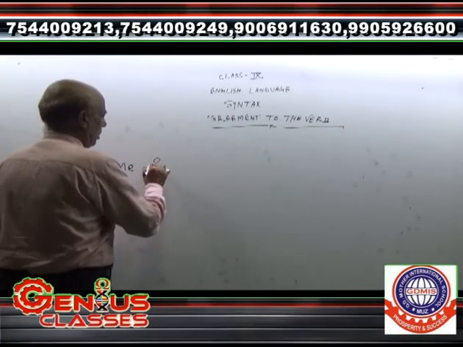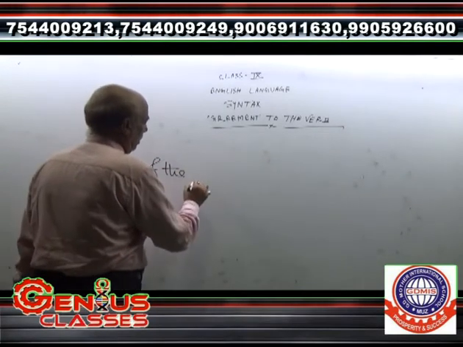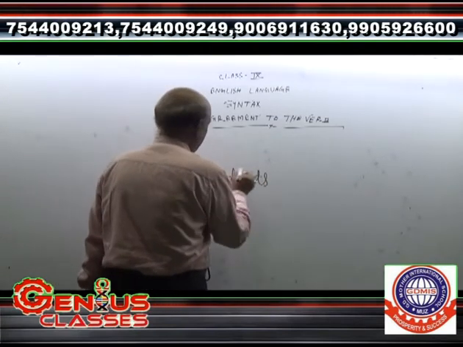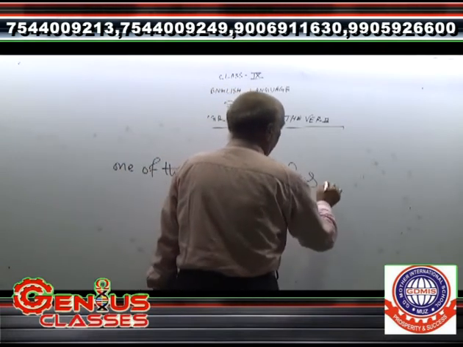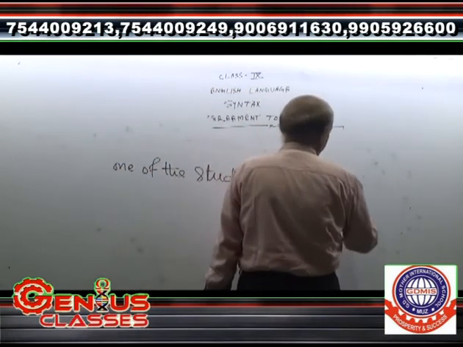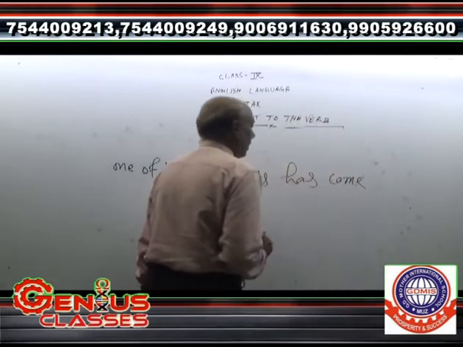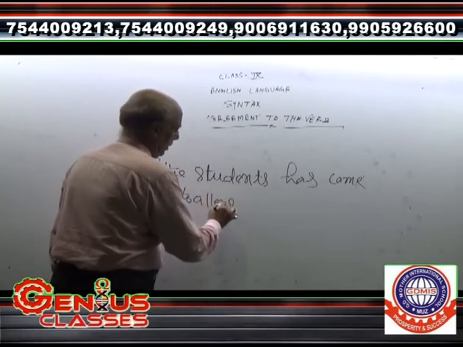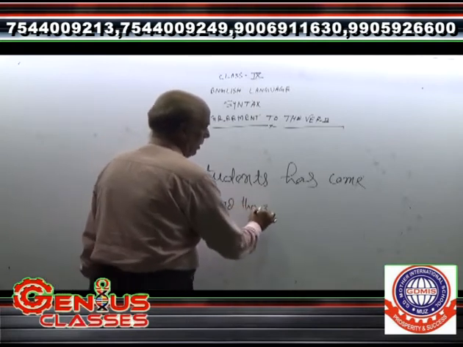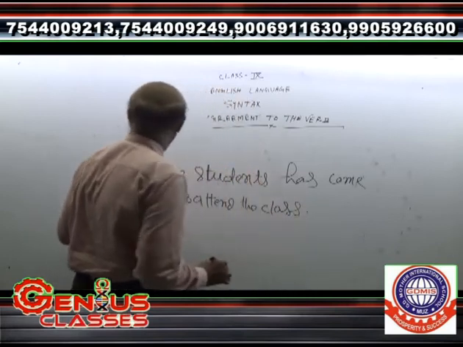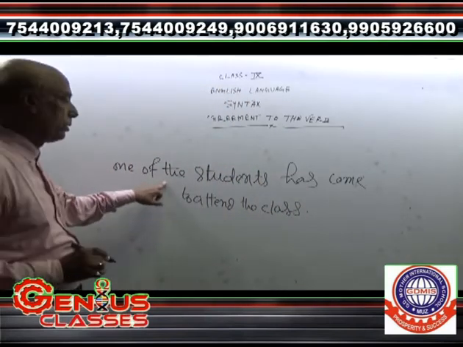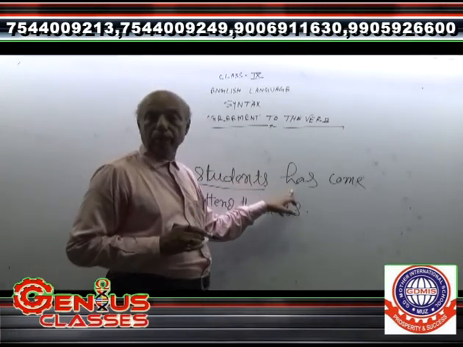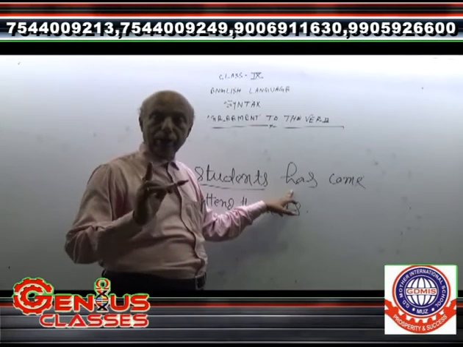One of the students has come to attend the class. Here, the one of construction has been used with the plural, one of the students, but a singular verb has been used.